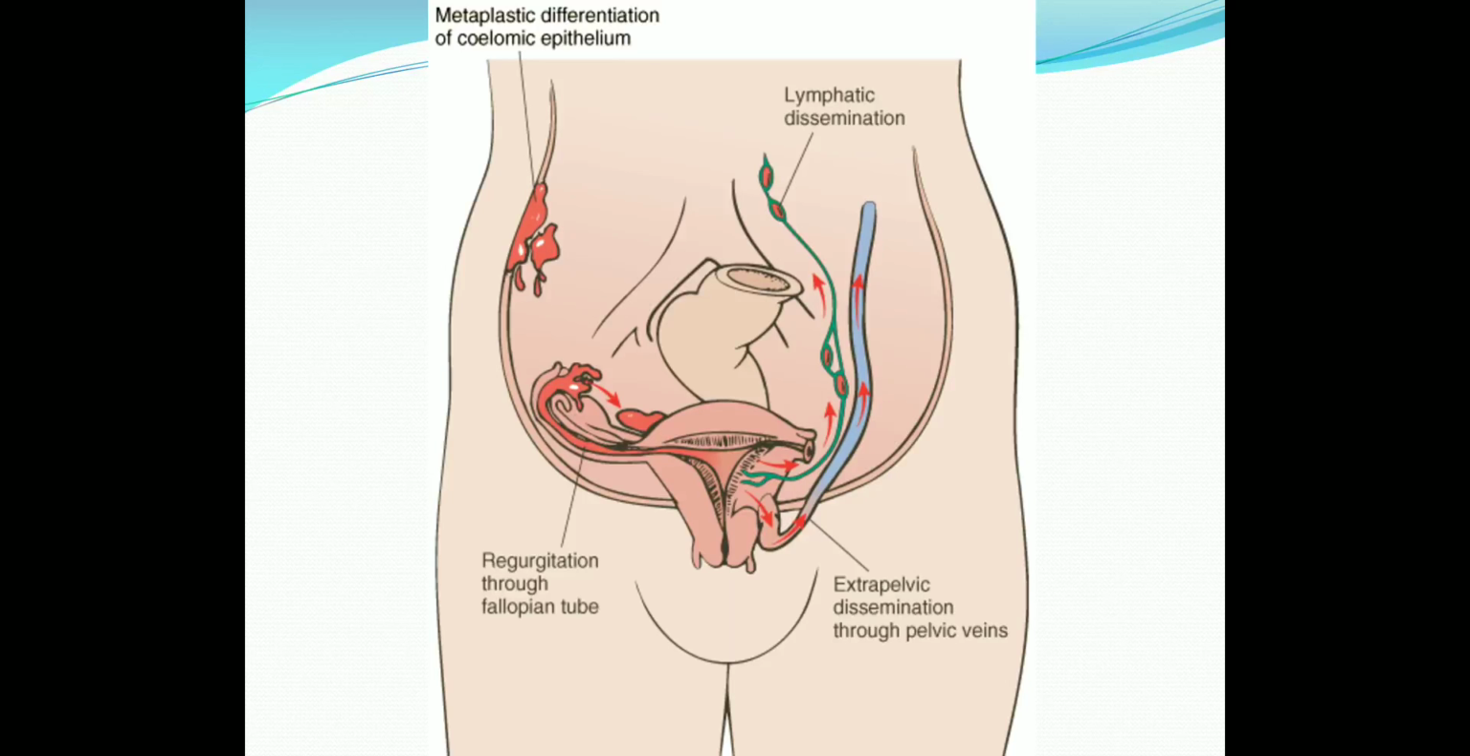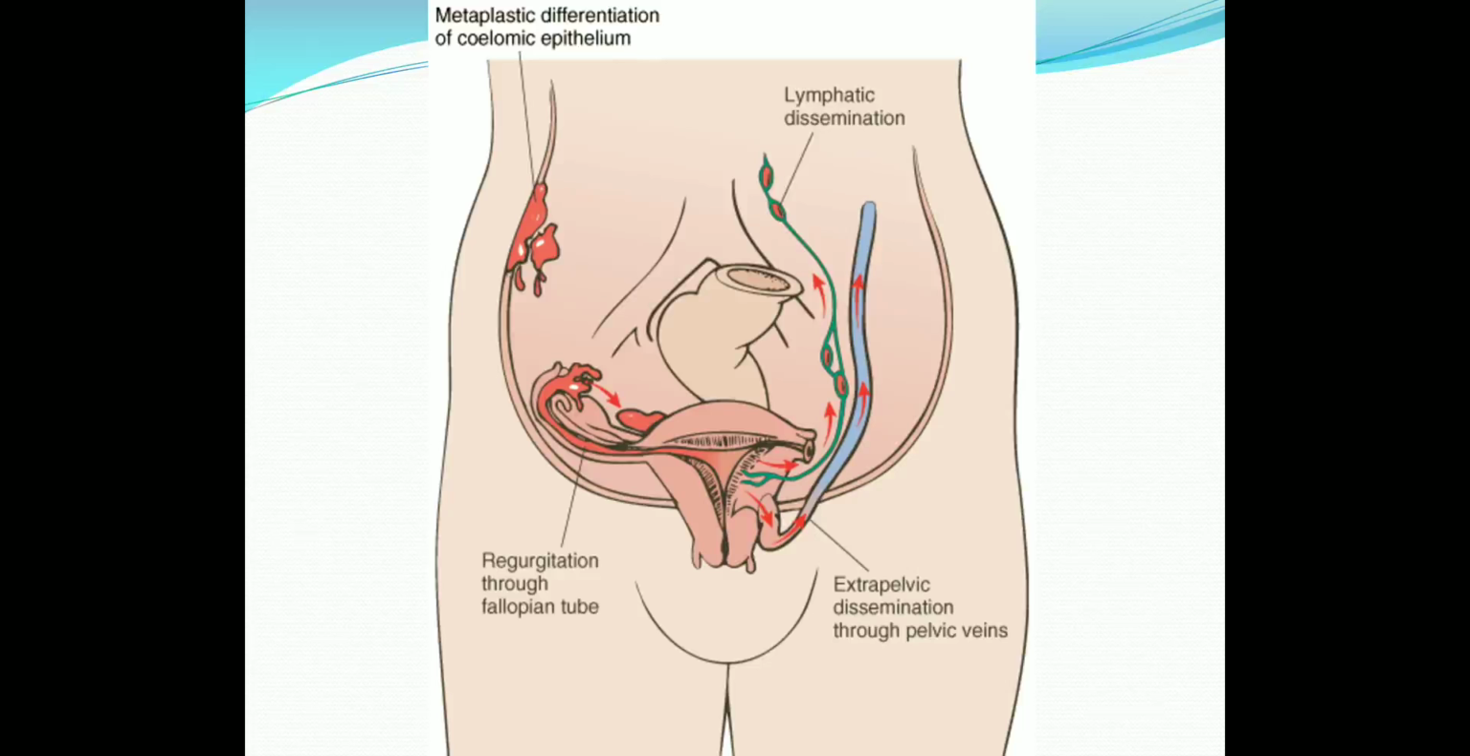Another one is the metaplastic differentiation of the coelomic epithelium. From the embryogenesis time itself, you can see the coelomic epithelium which lines the body cavities. From there, sometimes there can be metaplasia. That is, the coelomic epithelium can transform into endometrial glands and stroma, so that later it will form proper endometrial glands and stroma, and during the active reproductive phase it starts its functions. Okay, so that is another theory, metaplastic differentiation of coelomic epithelium.